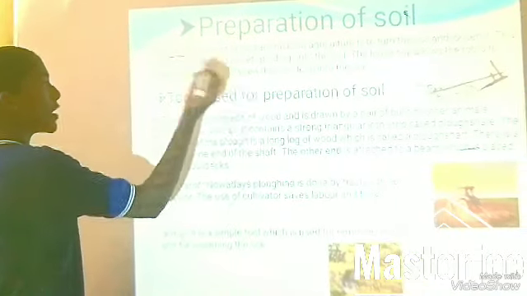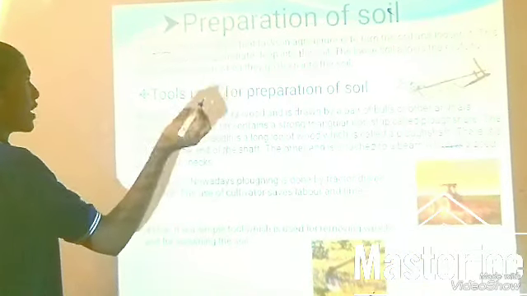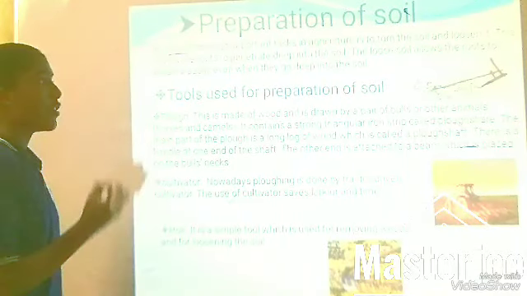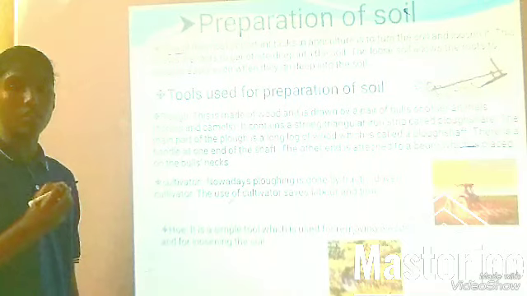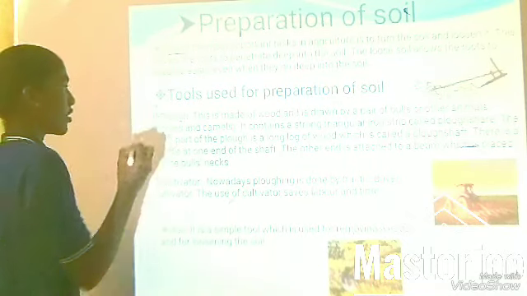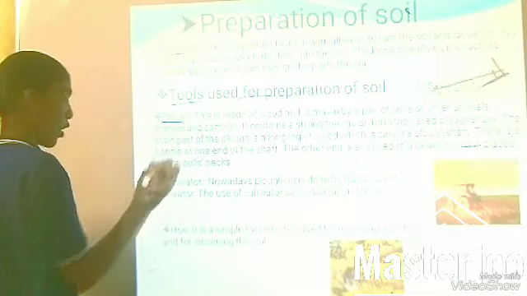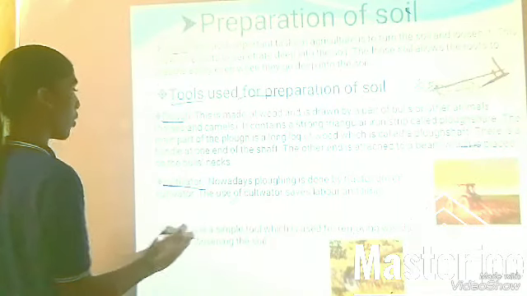One of the most important tasks in agriculture is to turn and loosen the soil. This allows the root to penetrate deep into the soil. The tools used for preparation of soil are plow, cultivator, and hoe.